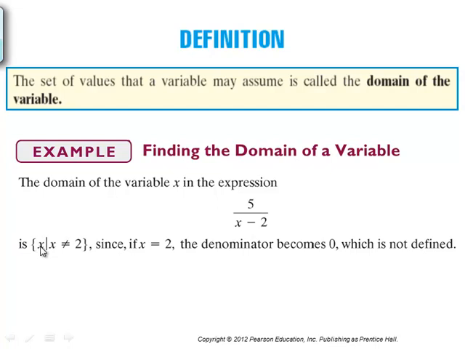So here's what we can use to talk about the domain of this variable expression. We just simply say x could be any number except x cannot be equal to 2. That's really what this set means. So this is the domain.